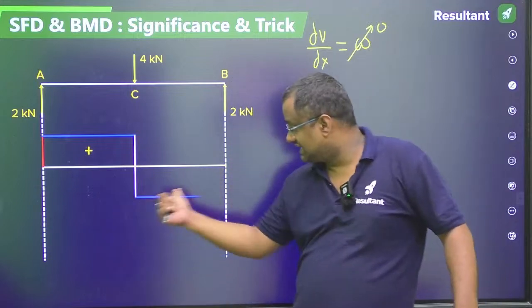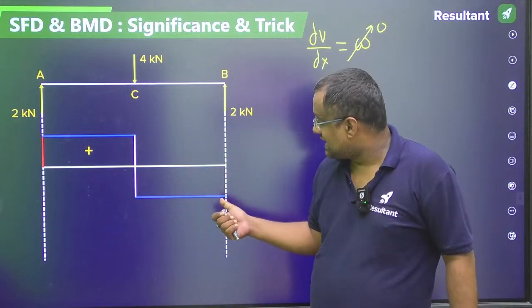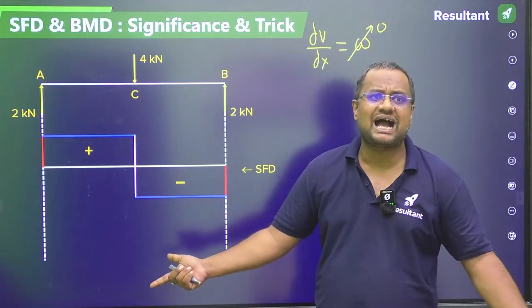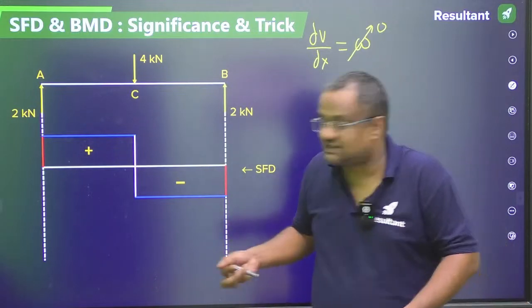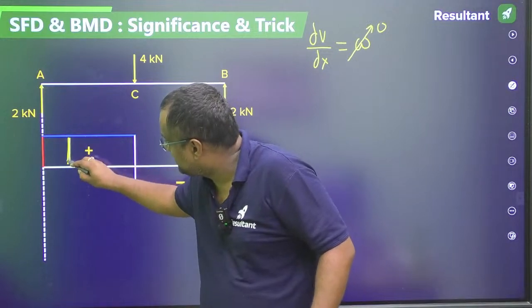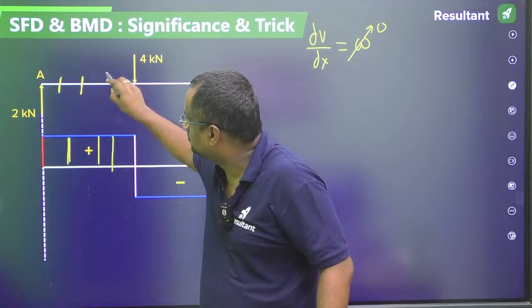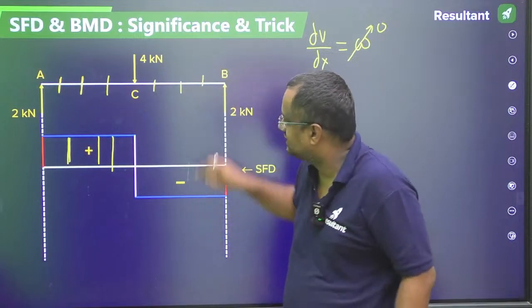Slope is 0 means straight line. Okay sir. And after that again upward point load, shear force jumps. SFD over. Now what is the meaning of this SFD? What is this? It has two values. That means if we cut a section here we get two internal forces, and if we cut an internal section here we get two internal forces.